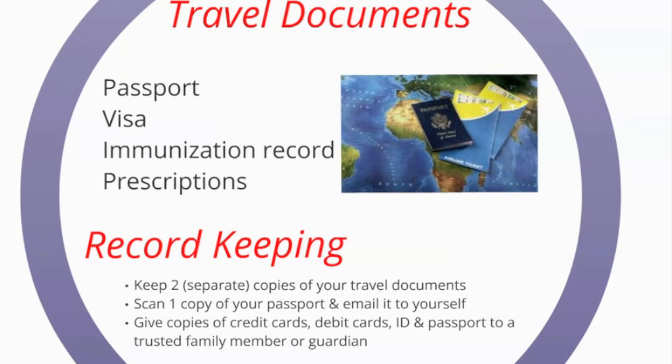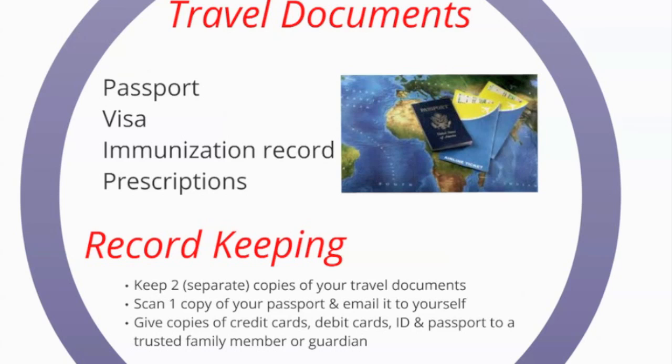Next, we'll talk about travel documents and record keeping. Your first and most important travel document is obviously your passport, but make sure that it's valid for 6 months after you return from the countries you're going to be visiting. If you need a visa, make sure you have access to that as well. We'll talk more about visas later. Some countries in the world require you to have an immunization record for specific diseases before they'll allow you entry. Yellow fever, for example. So make sure you've got your immunization record if it's required.